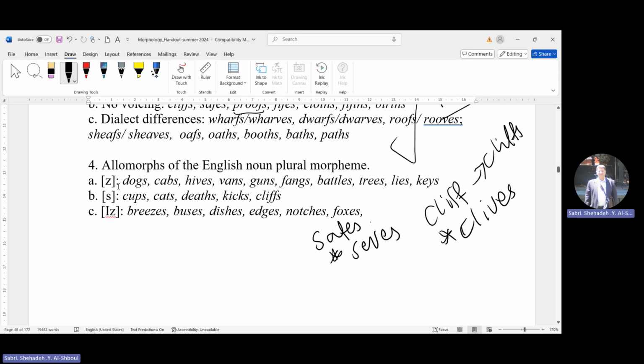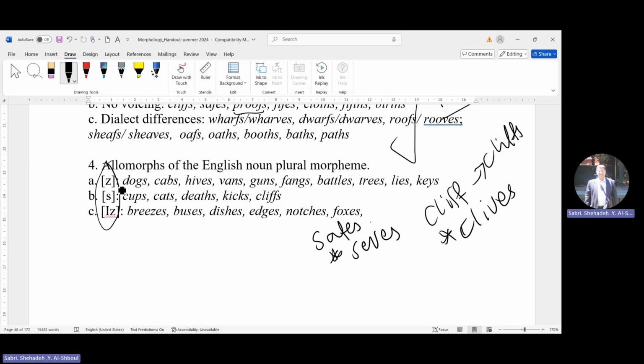In dog, this is the normal plural, right? Dogs, cats, vans, guns, and so on and so forth. It is the s in cups, cats, and so forth. It is the iz in breeze, breezes, buses. So here, classically speaking, we notice that the morphemes s, z, and iz are determined by the preceding phonemes.